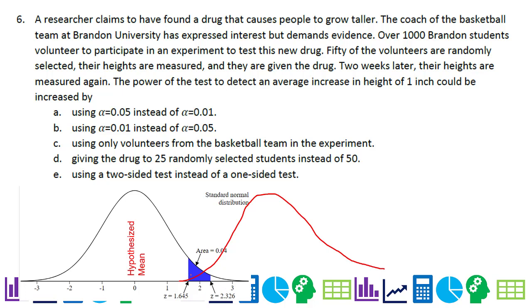Basically the power is the ability to reject. So if we're over here, and I use an alpha of 0.01, let me go ahead and do this so I can highlight. Then this is the probability of rejecting. So that's my power.